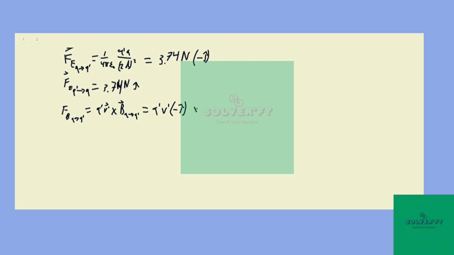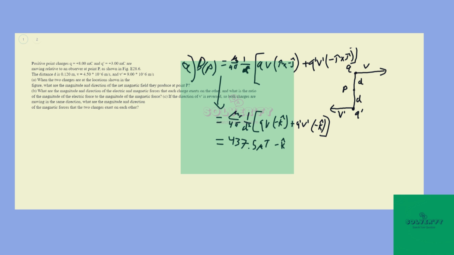That's going to be crossed with the magnetic field of Q acting on Q prime. So we've already shown this before. So that's going to be mu naught over 4 pi, 1 over 2d squared. So it's 2d instead of d now, because that's the distance away that the Q prime is from Q. So it's going to be the same thing, except it's going to be 2d squared here.